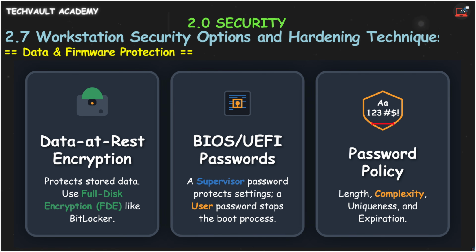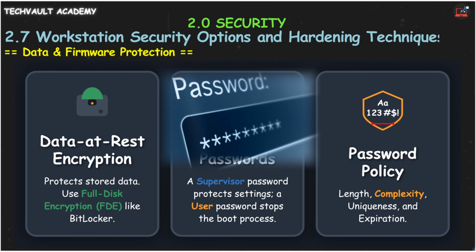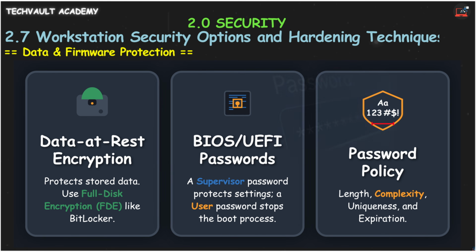Next, we strengthen the first line of defense, passwords. A strong password has high entropy, meaning it's unpredictable. To achieve this, focus on 4 things: length, make it 8 characters or more; complexity, use a mix of uppercase letters, lowercase letters, numbers, and symbols; uniqueness, never reuse passwords across different services; and finally, expiration. Passwords should be changed regularly, typically every 30 to 90 days.